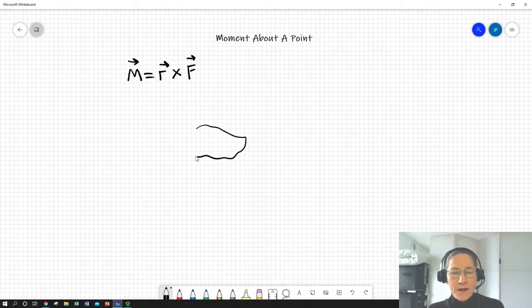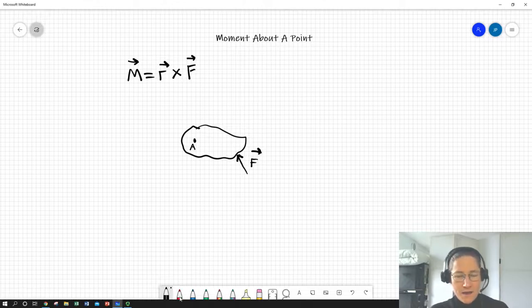So we got our body, we got some point of interest on our body, we got a force acting on that body somewhere. We'll call it a contact force. We'll call this point A, and there's a line of action that we can draw that force acts on. All forces have a line of action.